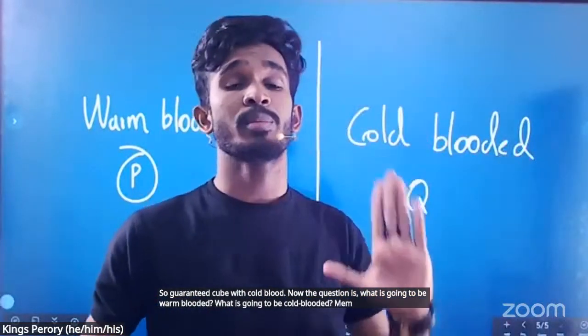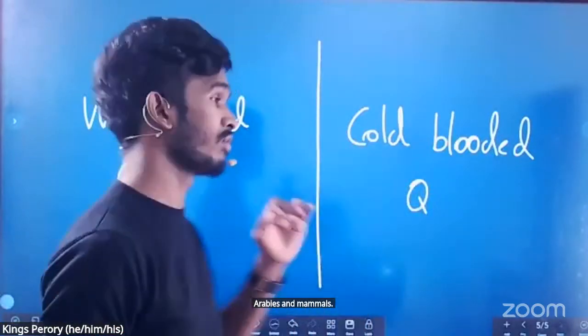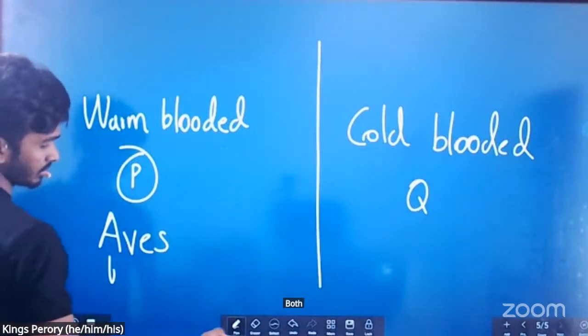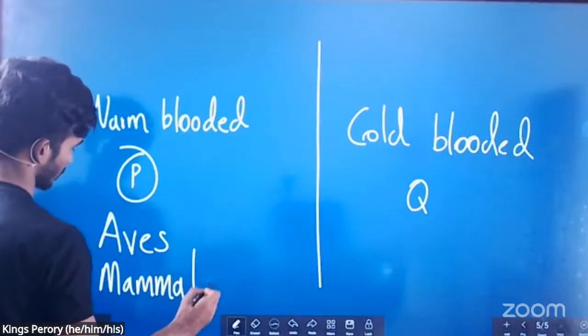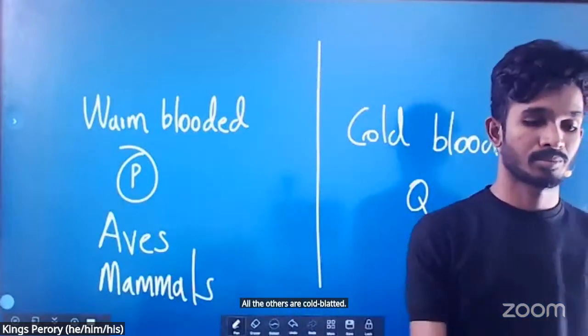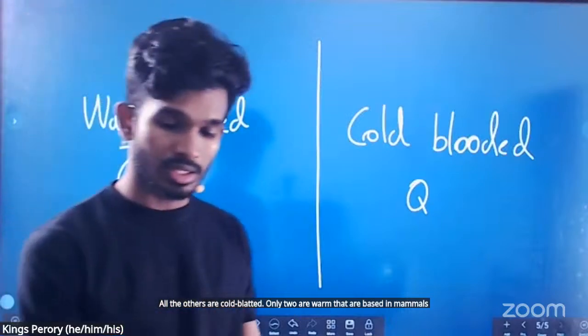Memorize and keep: aves and mammals, both of them are warm-blooded. Only two are warm-blooded, aves and mammals. All the others are cold-blooded.